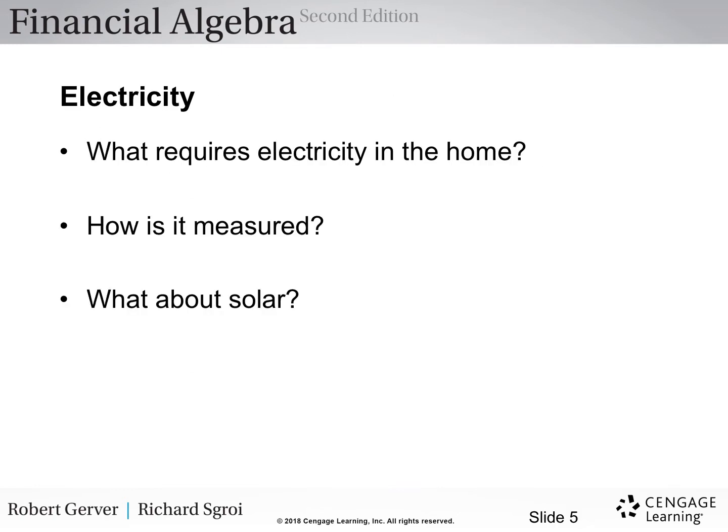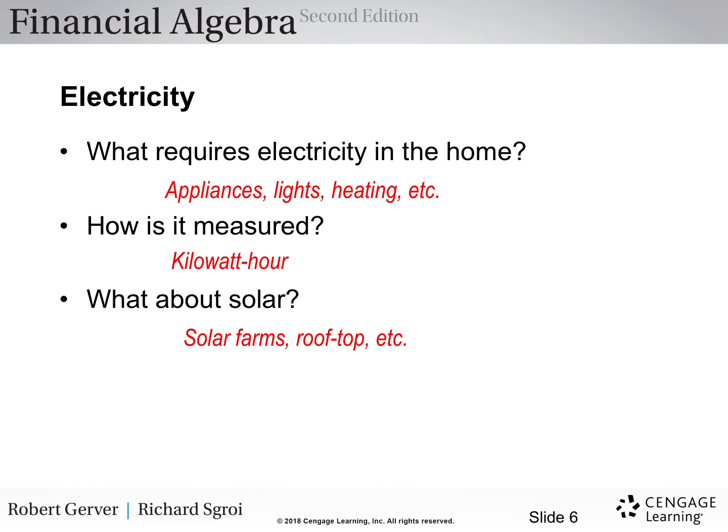So now let's look at electricity. What requires electricity in your home? How is it measured? What about solar? Basically, all the appliances in your home typically use electricity. These are lights, heating, etc. How is electricity measured? Typically, it is measured in kilowatt hours, okay? That's how many kilowatts are used in an hour.